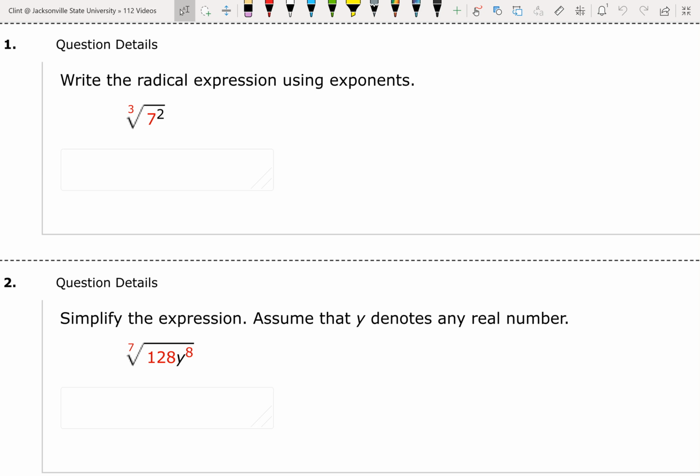Take a look at the test review. Your numbers may be different than mine, but they should be the same types of problems. Okay. So number 1 tells us to write the radical expression using exponents.